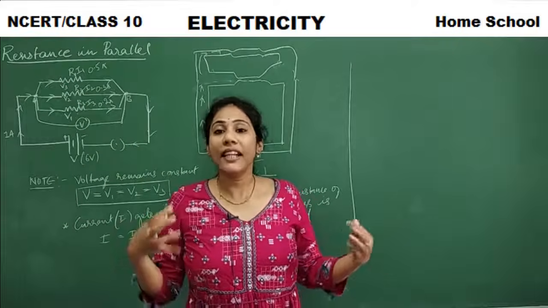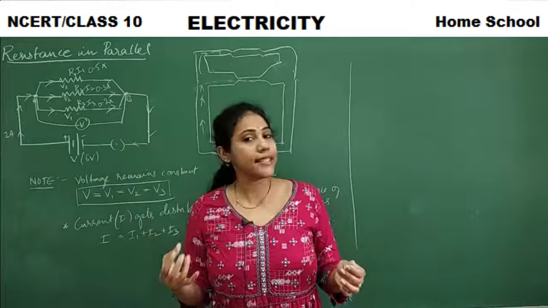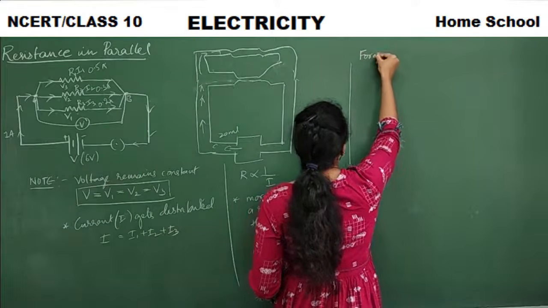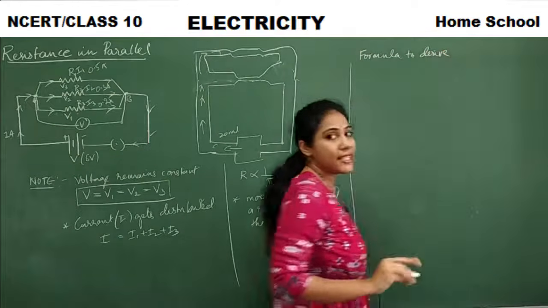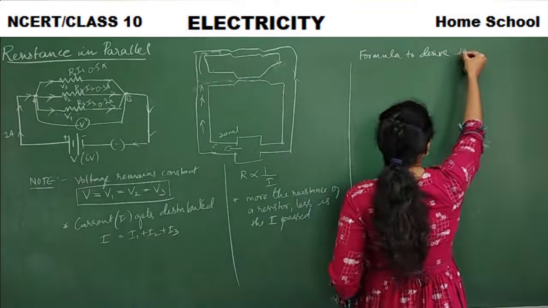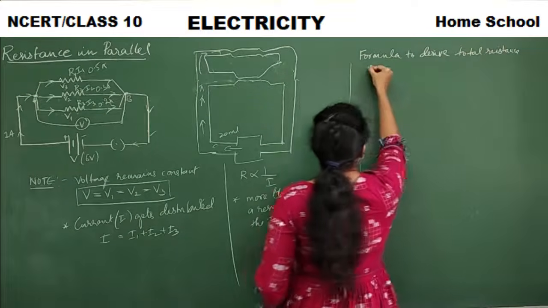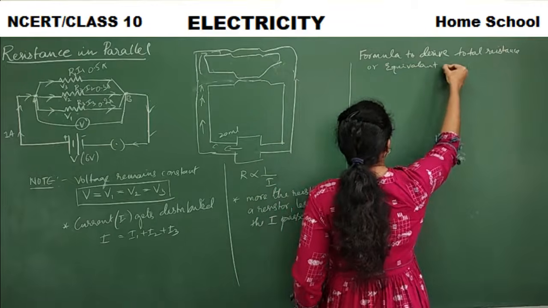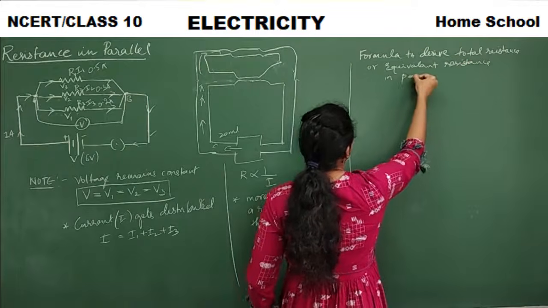So let us try to derive the total resistance, also called the equivalent resistance, of a circuit. Okay. So what I am doing is a formula to derive. This can be asked for 3 marks in the board examination. So you have to be very careful. Formula to derive total resistance. Total resistance is also called equivalent resistance in case of parallel combination.